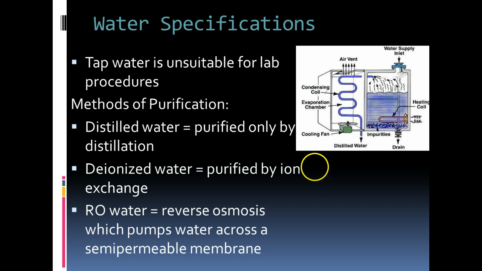Then we have deionized water. Distilled water may still have some positive and negatively charged ions inside that liquid. That can still interfere with some of our electrolyte testing or testing for sodium, chloride, potassium, and things like that in our chemistry analyzer, so we want to make sure that those items have been removed. So deionized water is purified by ion exchange. It uses other positive or negatively charged items to pull those out of the water.